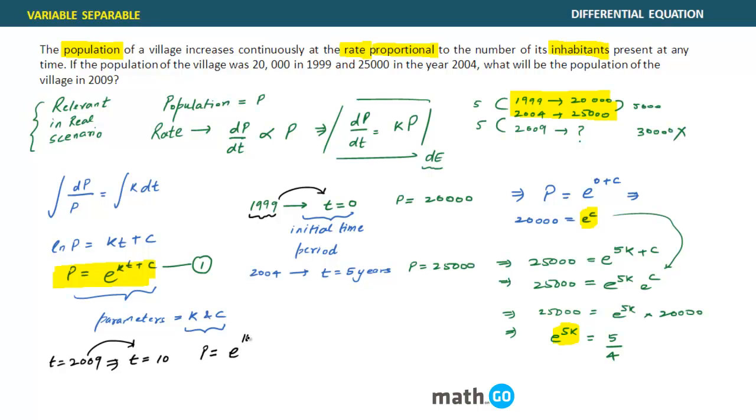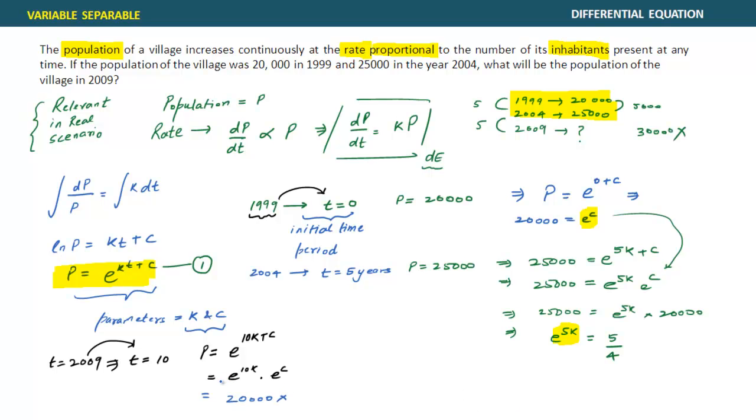So what you will do, you will say 10k plus c. What will this value be? Again I can split. Can you see that there is no point of solving for c? You just need to solve e raised to power c here again. Just put the value. So e raised to power c is 20,000.